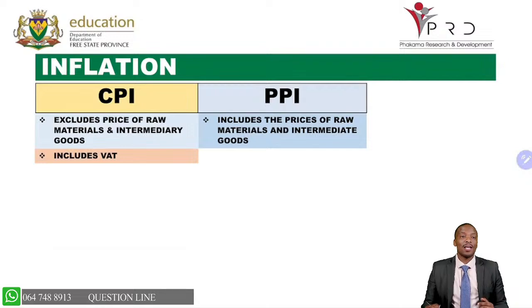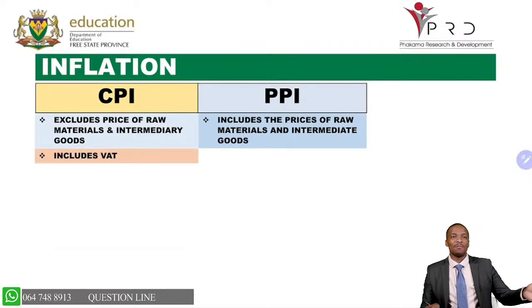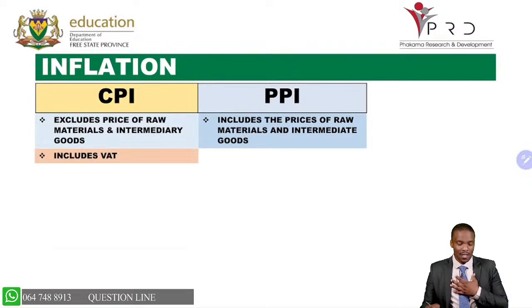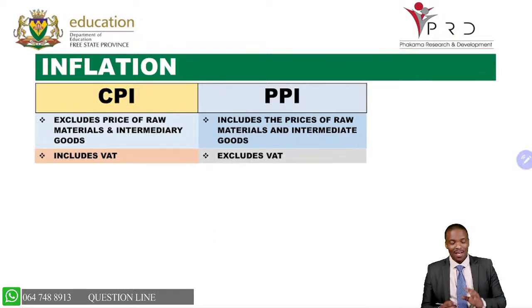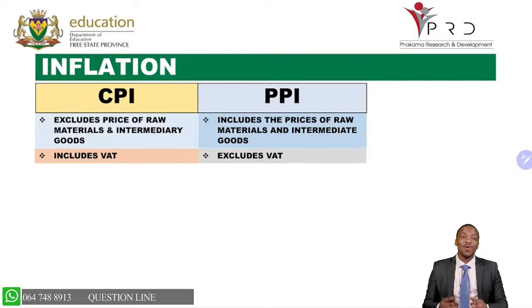Then in the consumer price index, value added tax has been included. It's at the market, it's at the shelf. It's where you and I purchase it. While on the other side, it's excluded. So here's the cash, grade 12s. If you swap this, it means you would have lost marks. So you need to be clear on which one is which here.